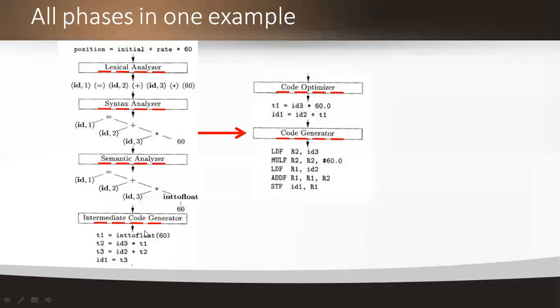And T1 is equal to int to float of 60. And T3 is in three address code, as I already said that we are choosing a three address code format. So the operand is equal to operand 1, operator, operand 2. The format of three address code. That means this is an operand, this is an operand, this is an operand.